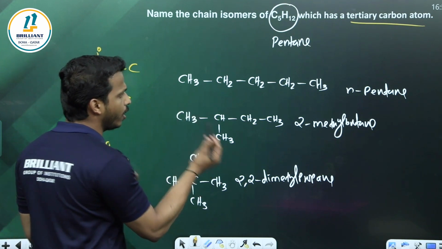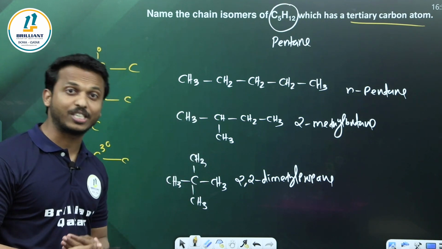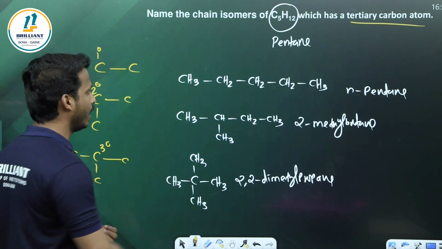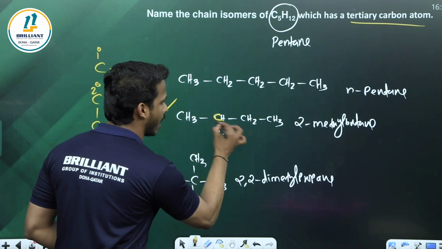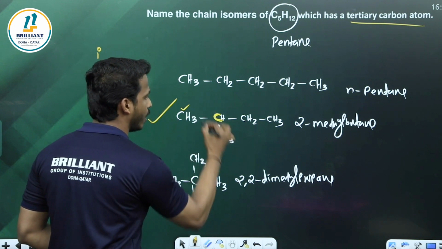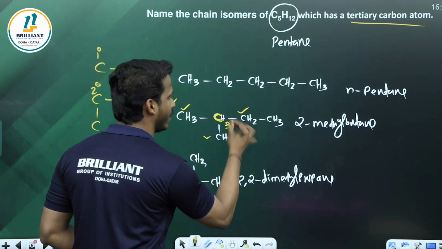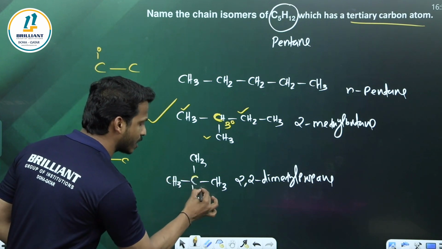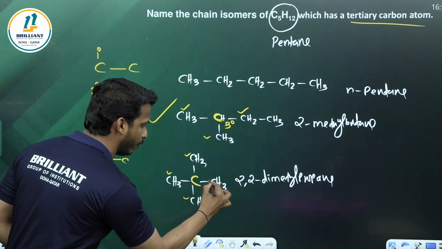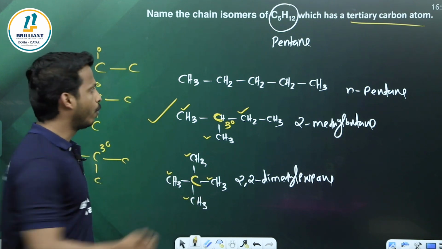See, dear all, where can you see a tertiary carbon atom? Can you guess it? That's no doubt the second option, right? Just observe this carbon. This carbon is attached to 1, 2, 3. Yes, it's tertiary. Do you think about the third one? No, in the third one, this carbon is connected to 1, 2, 3, 4. It's quaternary, dear all.